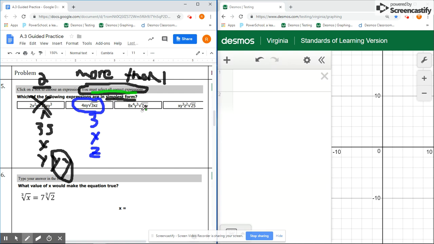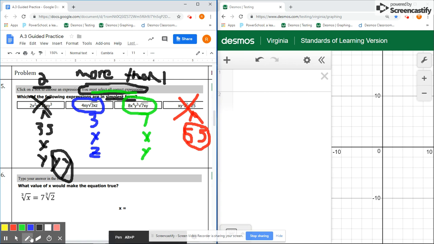For this one, we have square root of 7. 7 cannot be broken down, so we just have a 7. We have 1x and 1y. All right, there are no groups of 2, so this is also in simplest form. Okay, and then we got to check the last one. We have a square root of 25. 25 can be broken down into 5 times 5, and that is a group of 2. Okay, so this is not in simplest form. So the only 2 choices that are in simplest form are the middle 2.